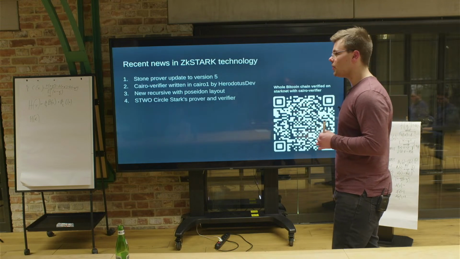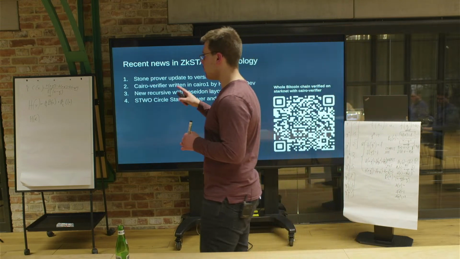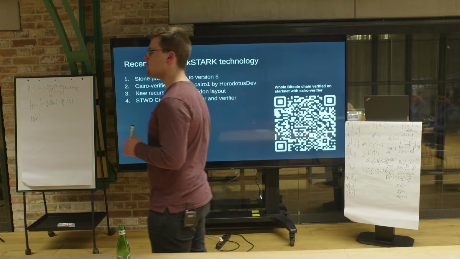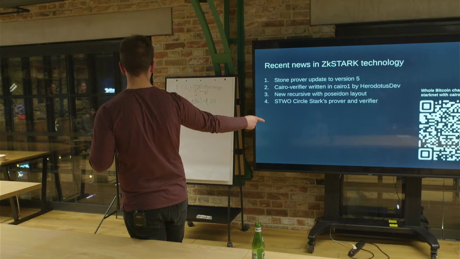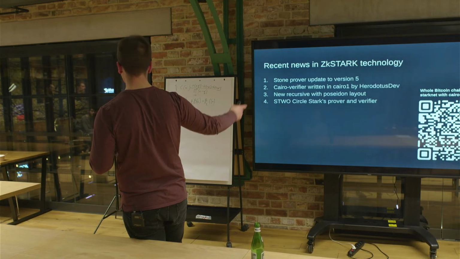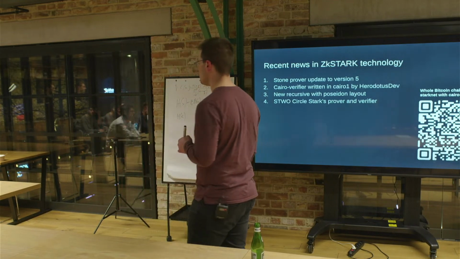This is the example I told you with the Poseidon. So without Poseidon, it was 12 hours to prove the last step of this recursion, the verification of this recursion. But with Poseidon it's like 2 hours only.